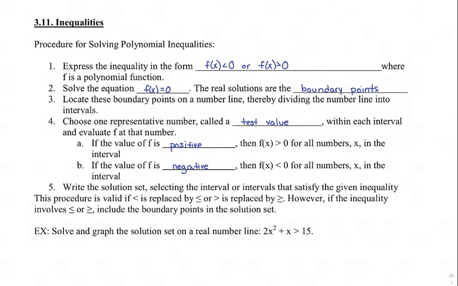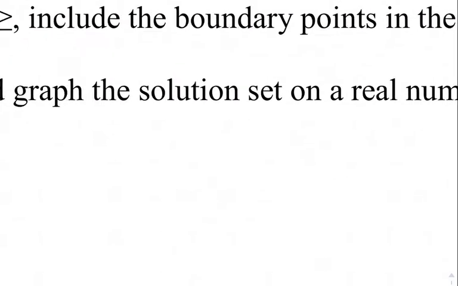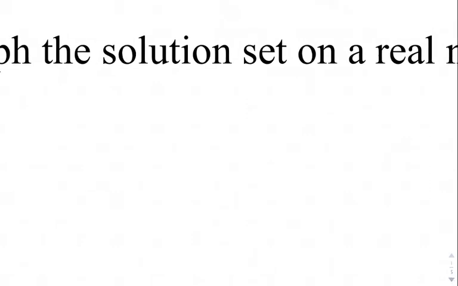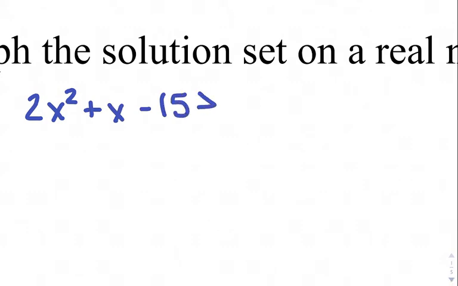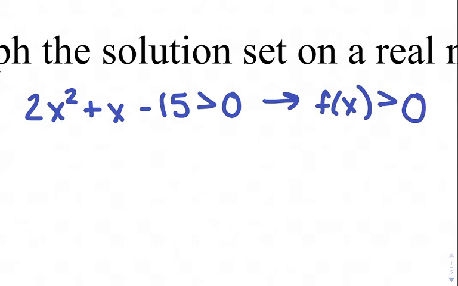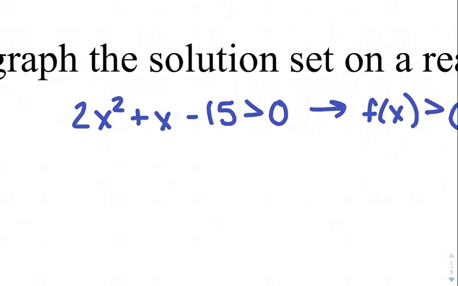So let's start off with an example. It says solve and graph the solution set on a real number line of 2x squared plus x is greater than 15. So what we're going to do is move that 15 over to my left hand side. So now I end up with this. My f of x is on my left hand side, so it's saying f of x is greater than 0. That was all step 1.